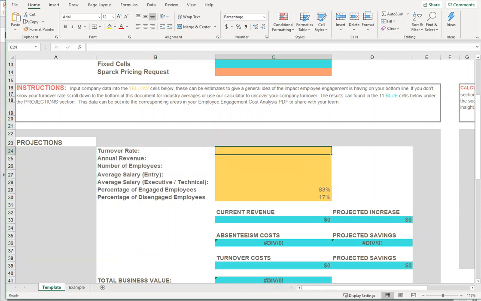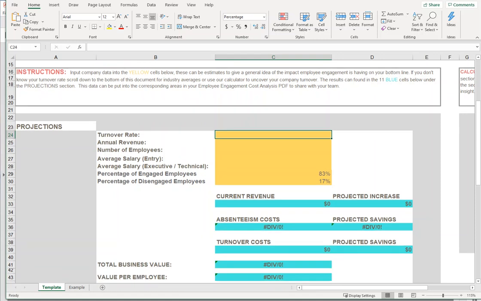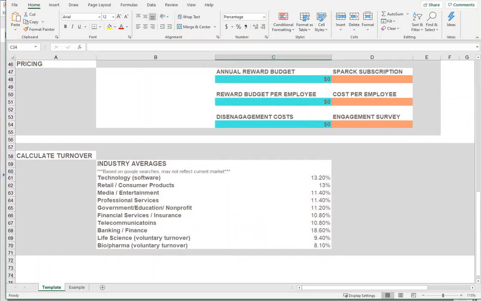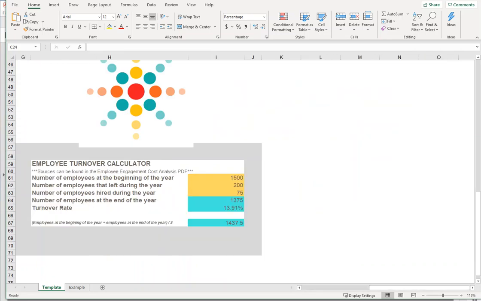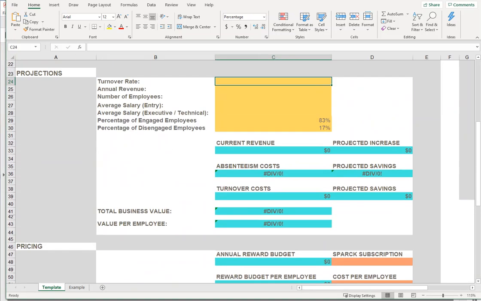Now, starting with the turnover rate, if you don't have that easily accessible, you can scroll down to the bottom of this calculator, and on the left, we've included industry averages you can use. Or, if you'd like something more specific to your company, we can calculate your organization's turnover rate on the right. You'll need the number of employees at the beginning of the year, how many left, and how many were hired. So in this example, we have 1,500 employees, we lost about 200, and hired 75 by the end of the year. And this gives us a turnover rate of 13.91%. We can then scroll back to the top and plug this turnover rate in that first yellow box.